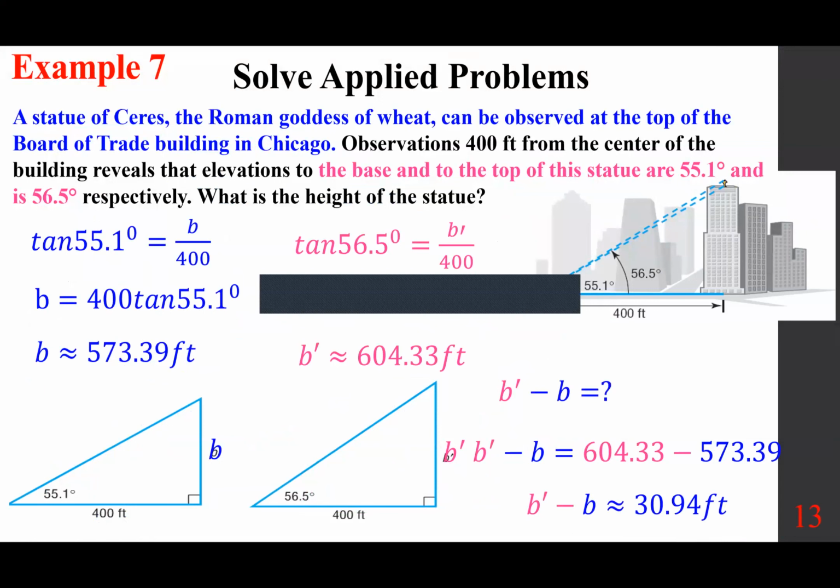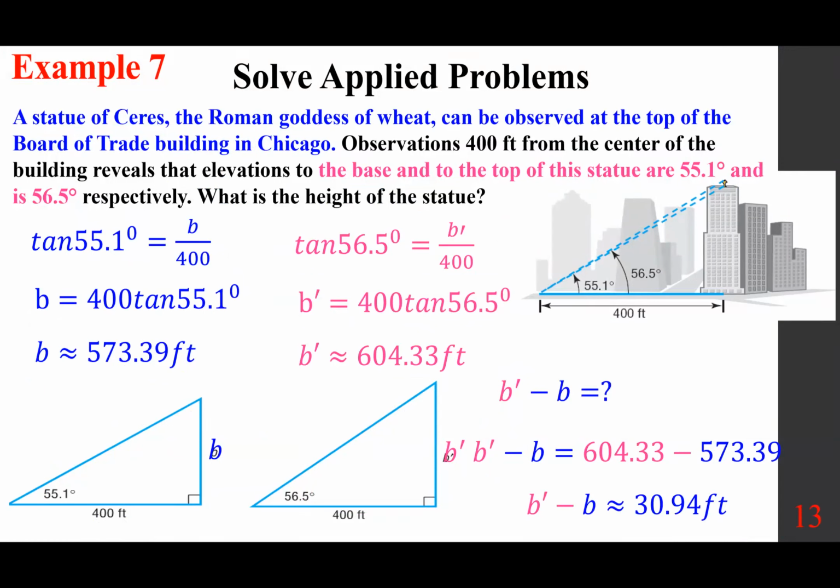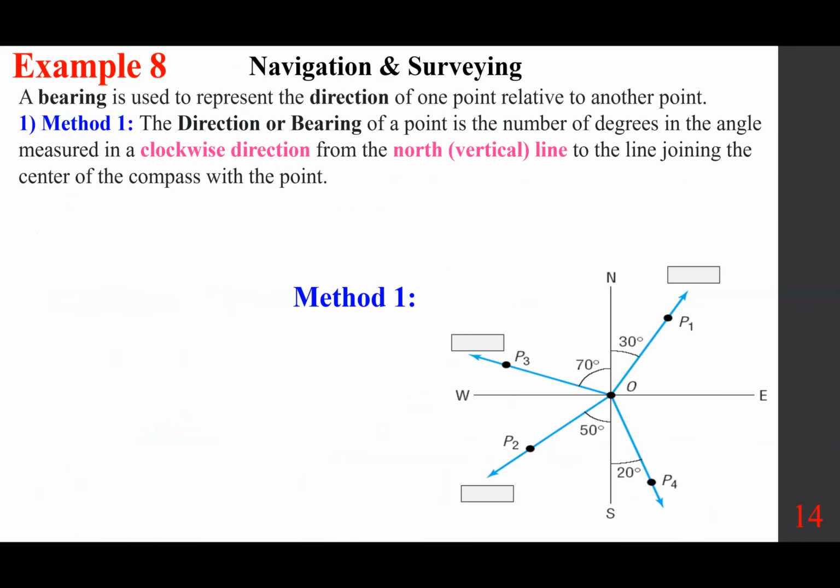So we're going to move on with the new stuff. Here's example 8. A bearing is used to represent the direction of one point relative to another point. Method 1. The direction or bearing of a point is the number of degrees in the angle measured in a clockwise direction from the north, the vertical line, to the line joining the center of the compass with the point.